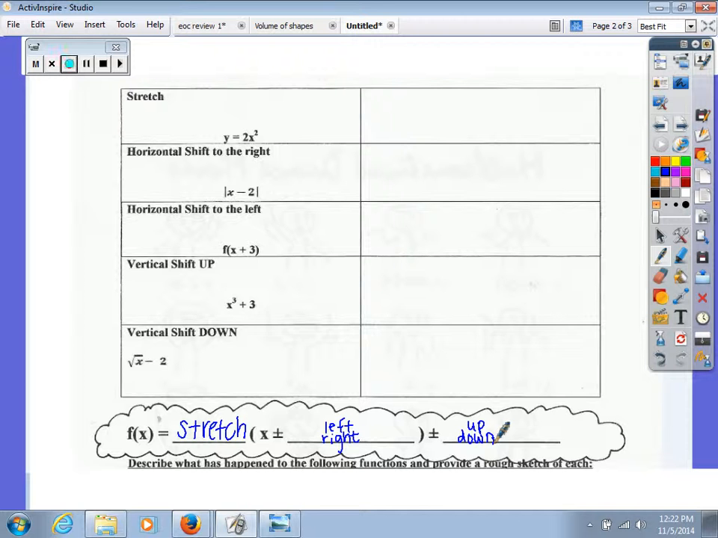So let me just highlight it for you real quick, just so you can see it a little bit easier. If it's positive on the inside of parentheses, that means I'm moving left. Just like if it's positive on the outside, I'm going to move up. If it's negative on the inside, that means I'm actually moving right. And if it's negative on the outside, that means I'm moving down. So if you need more time to copy this, go ahead and pause the video. If not, we're going to go ahead and move on to talk about what's on the next part of this worksheet.